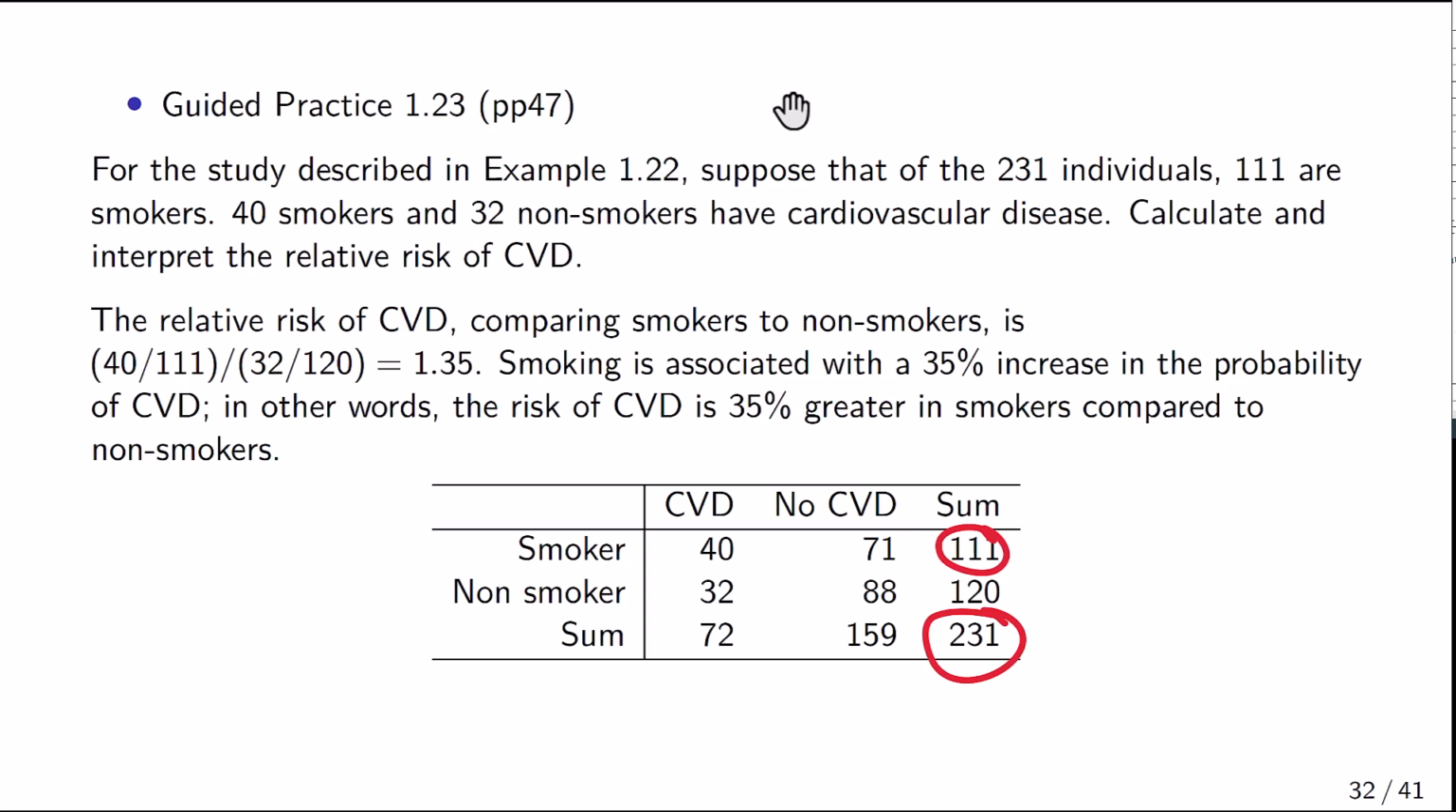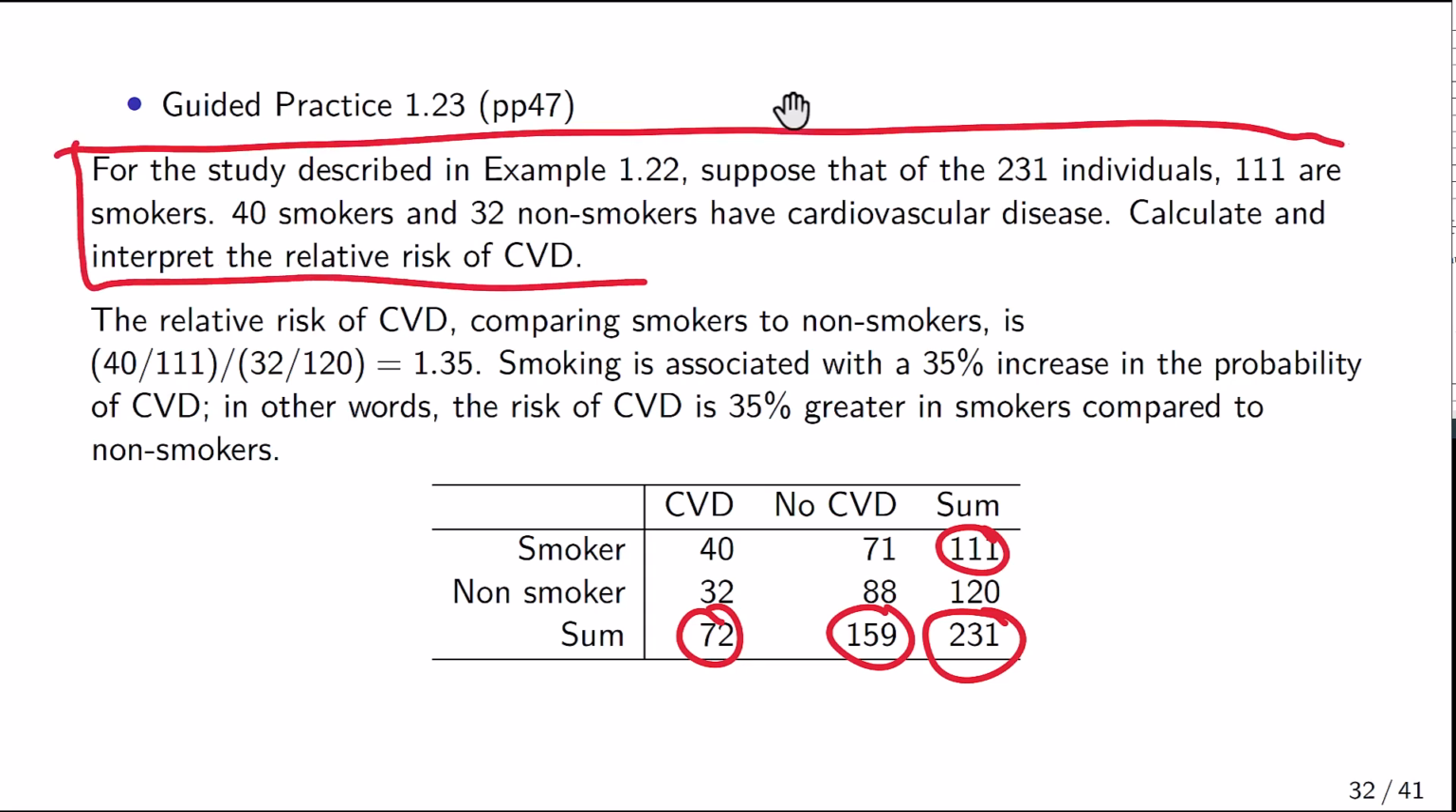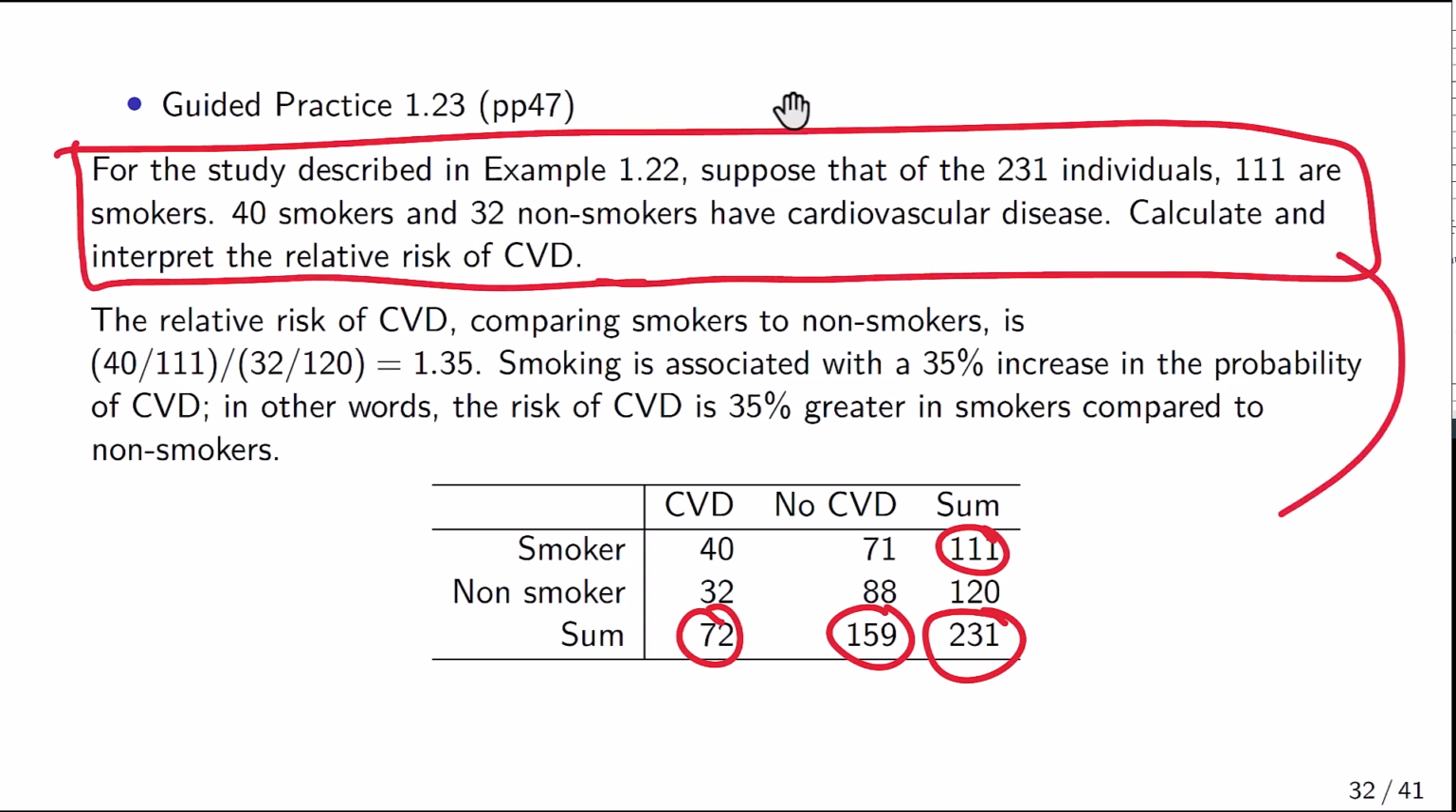Non-smoker. 40 smokers and 32 non-smokers have cardiovascular disease. That's basically 72 with CVD. And then of course 231 minus that is going to be those without CVD. And then we can figure out the rest of the numbers. Okay, so we translate this wording into a table.